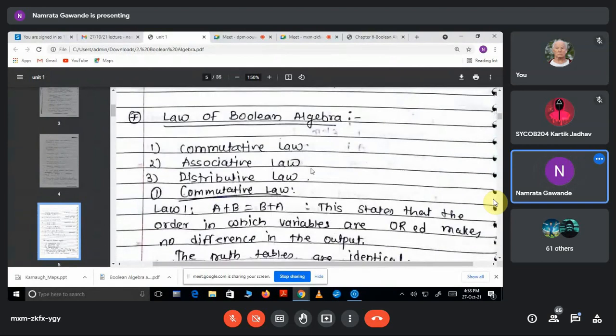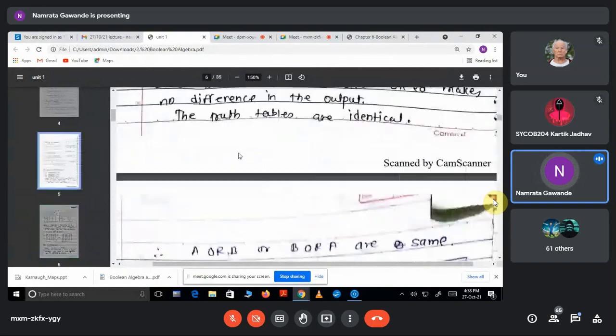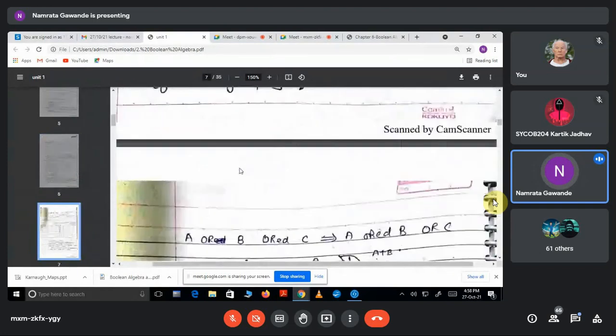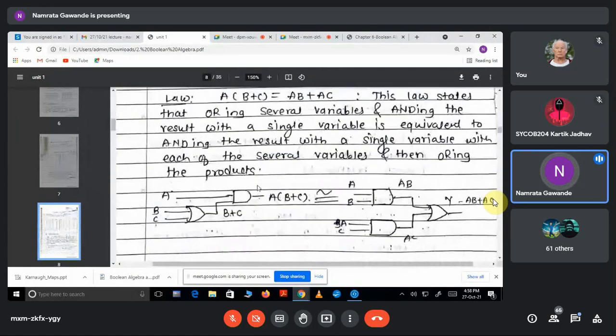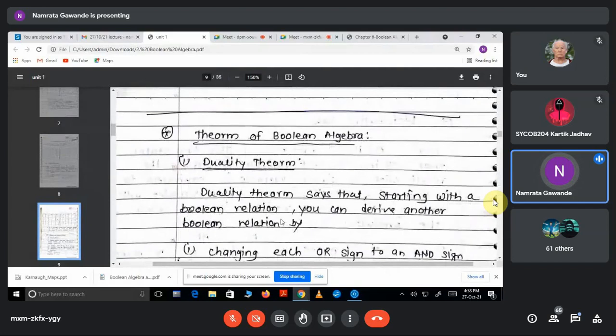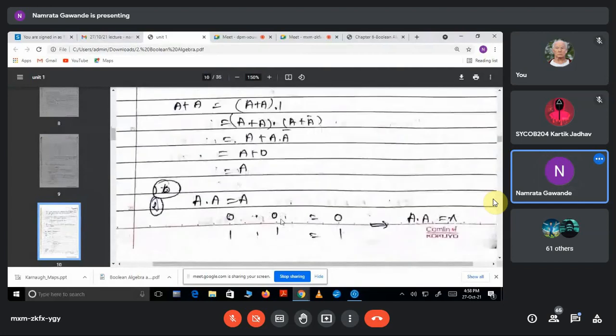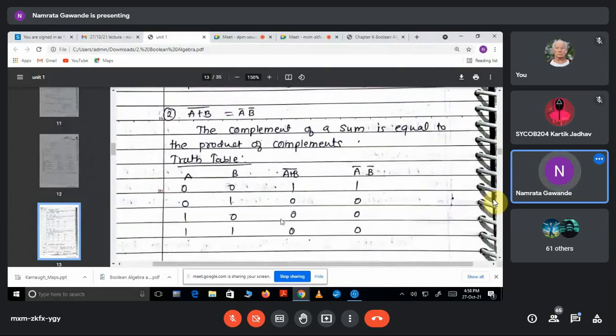All the laws, why each particular law is proved and how it is proved, are also given in terms of truth tables. I have not explained them because they are not specifically given in the syllabus. But wherever it is required, we'll take that part. You can just go through that.